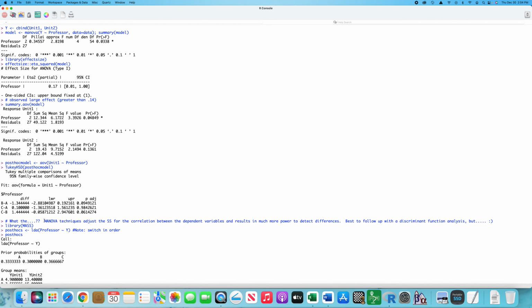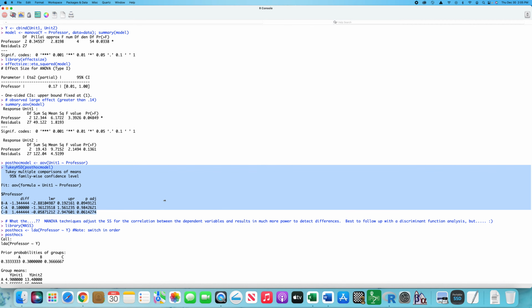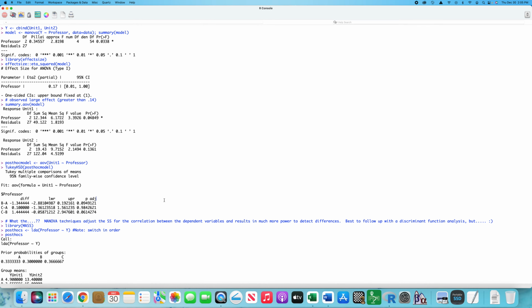Well, what you have to remember is MANOVA techniques adjust the sum of squares for the correlation between the dependent variables. And what this does, it results in a lot more power, and it allows us to be more likely, have a higher probability of detecting differences. So you might say that the MANOVA is a much more statistically powerful tool than the individual ANOVAs and certainly the Tukey highly significant difference, even though this is controlling for the family-wise type 1 inflated error rate.